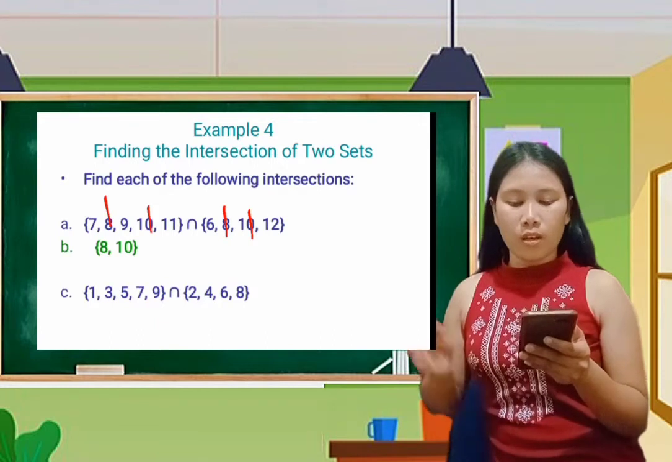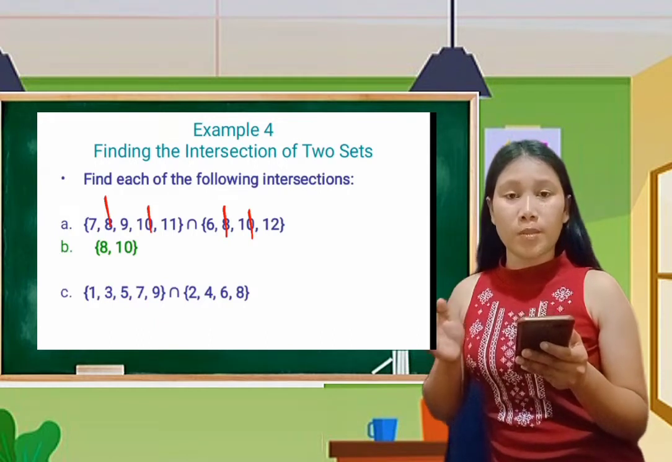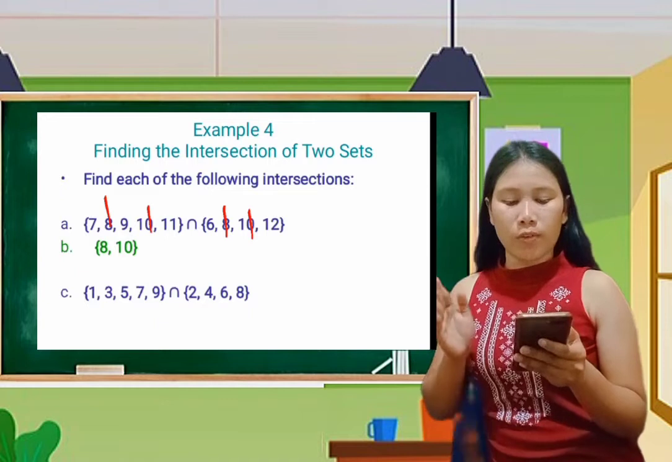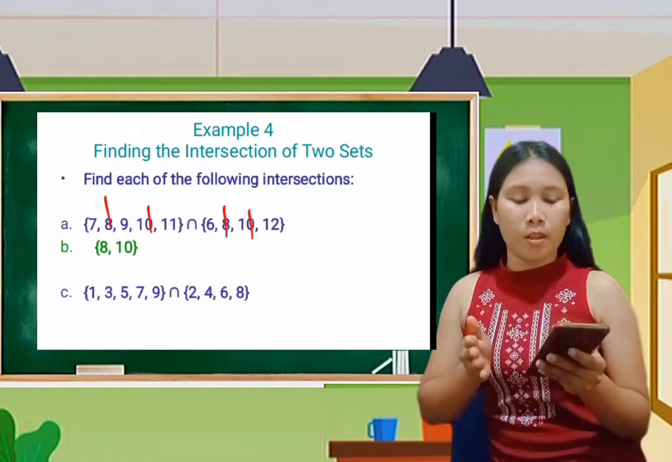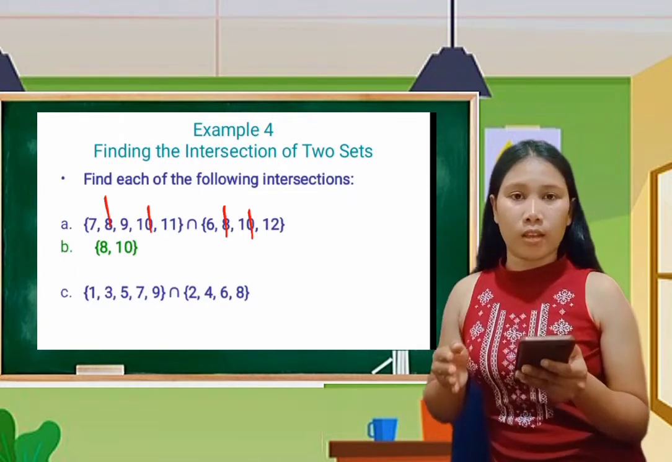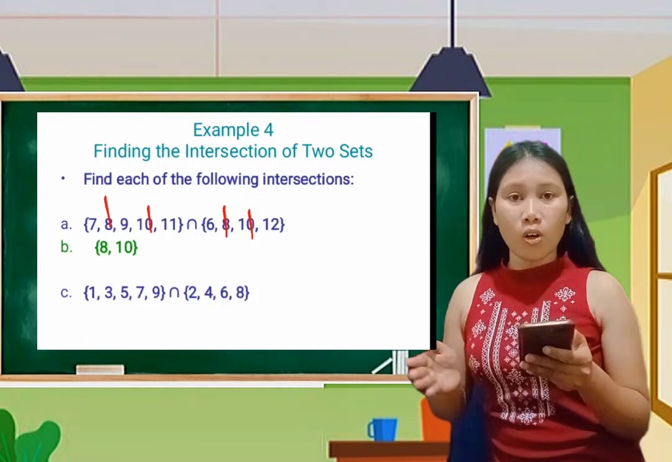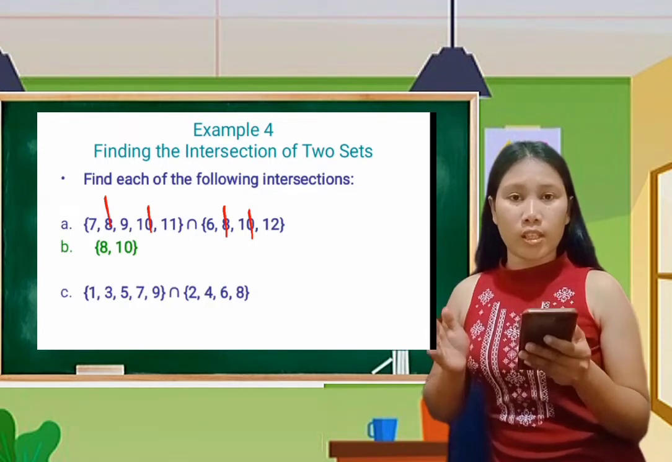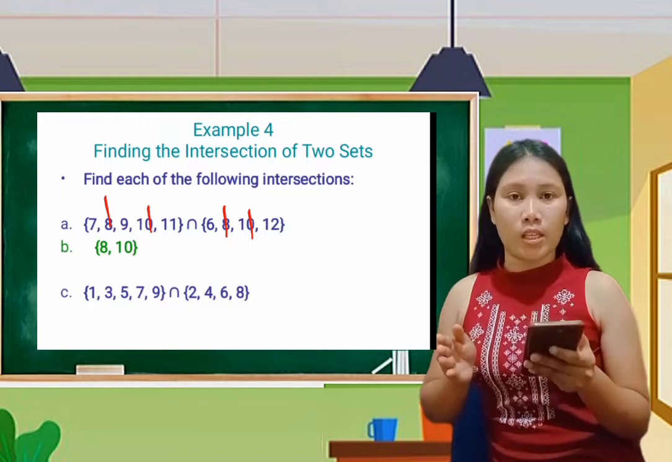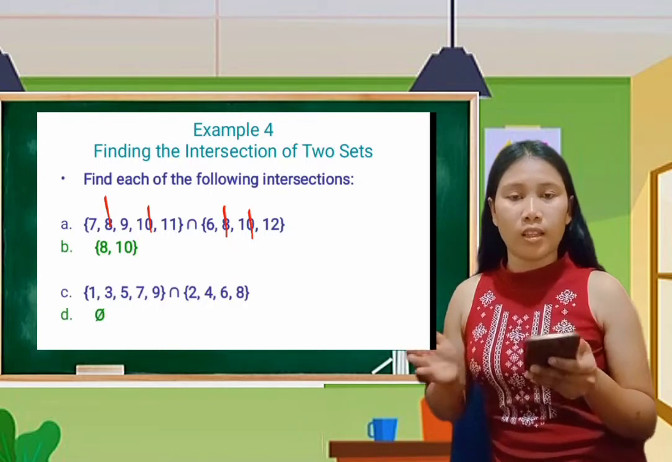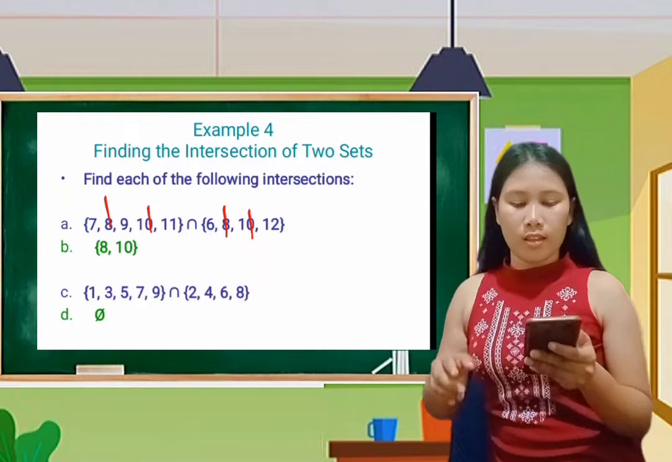What if the elements of set A are 1, 3, 5, 7, 9, and the elements of set B are 2, 4, 6, 8? There is no intersection between the two sets. If there is no intersection, we can write it as the null set.